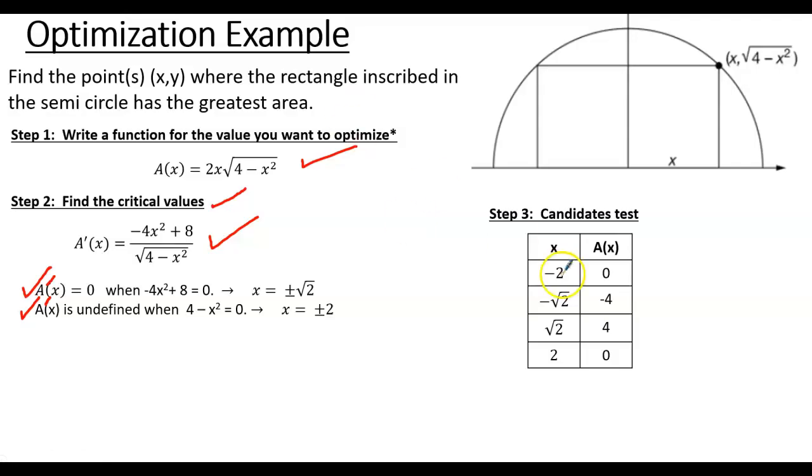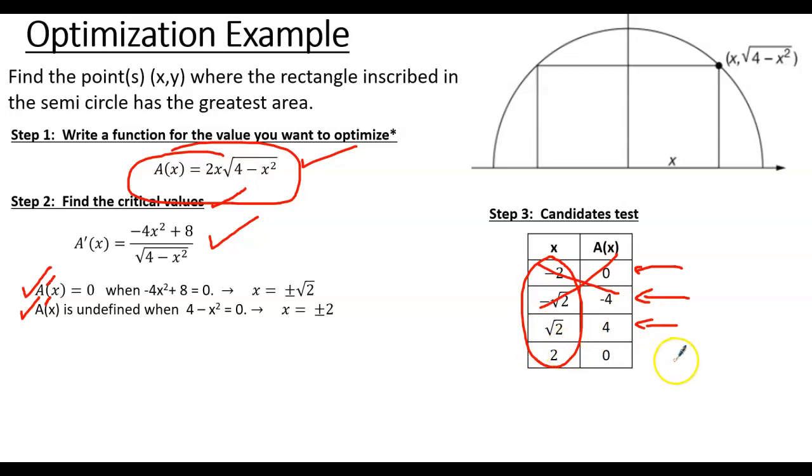Then you do your candidates test, which basically means you're just going to take these x values and plug them into your original function and see which one gives you the greatest area. -2 gives me an area of 0, apparently. Negative radical 2 gives me an area of -4, and these just don't even really make sense, honestly. You can't have an area that's 0 or -4. Radical 2 gives me 4, and 2 gives me 0.